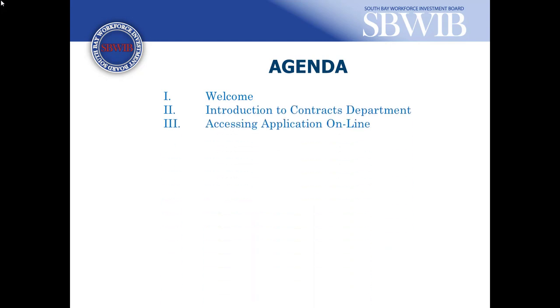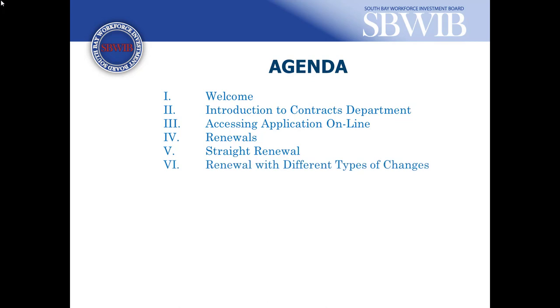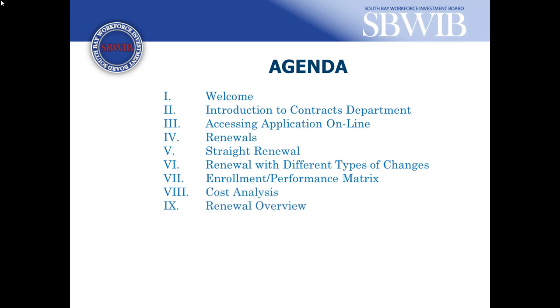In this presentation, I will introduce you to the Contracts Department team, show you how to access the online application, discuss renewals, explain a straight renewal, describe renewals with different types of changes, go over the enrollment performance matrix form, discuss the cost analysis, give you a renewal overview, describe the contract components, talk about when contracts are executed, and talk about the final steps.